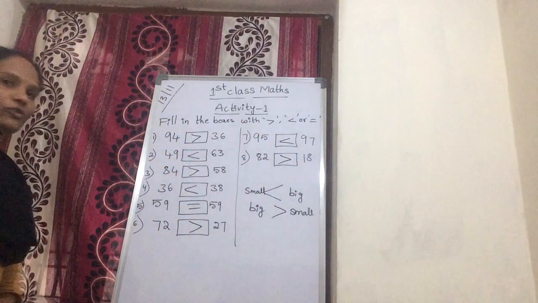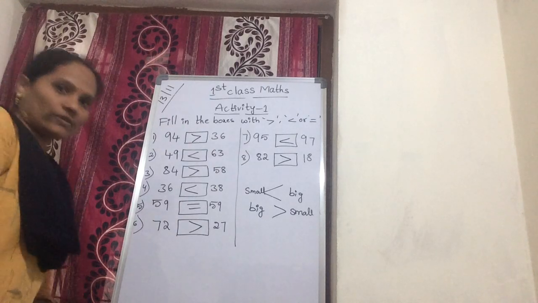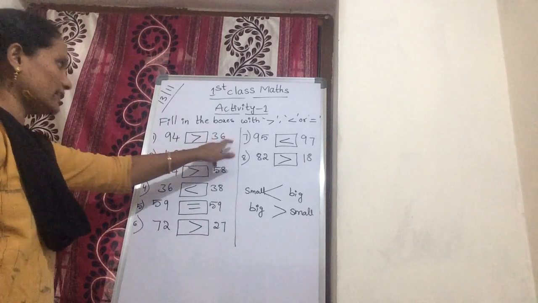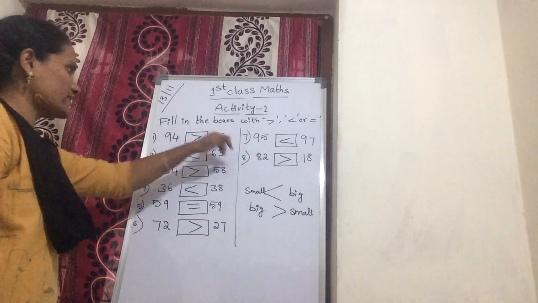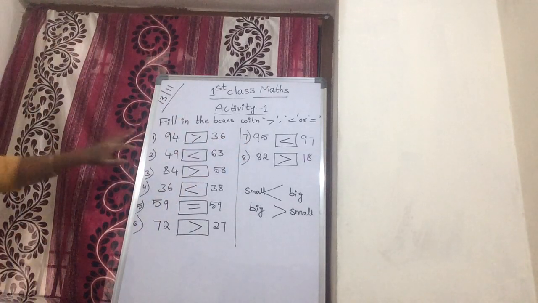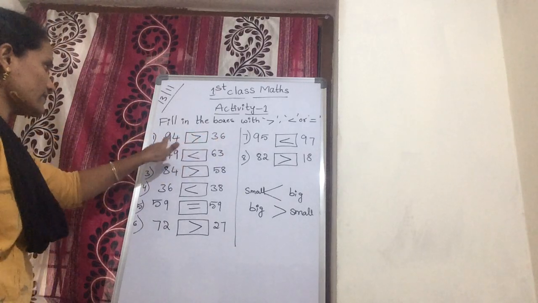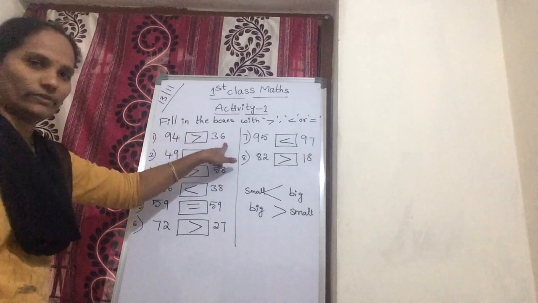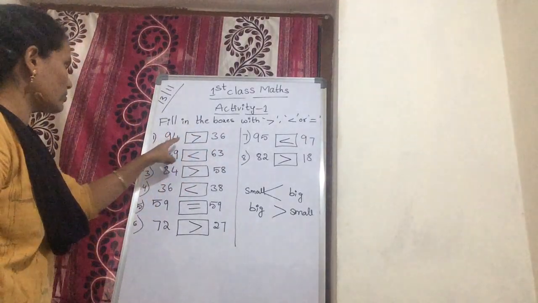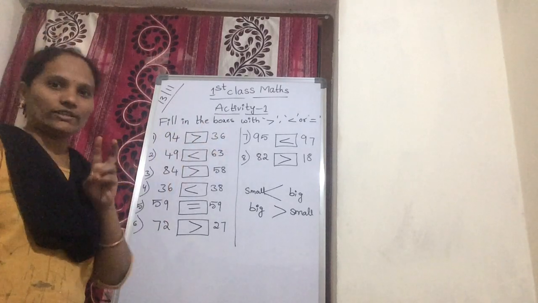We don't know what is the big number and what is the small number in two digits. First, how do we compare the two numbers? This is 94. This is 36. We don't know which one is big. So what are we doing? In ones and tens, these both are having two-digit numbers.